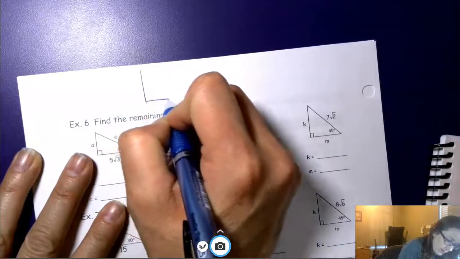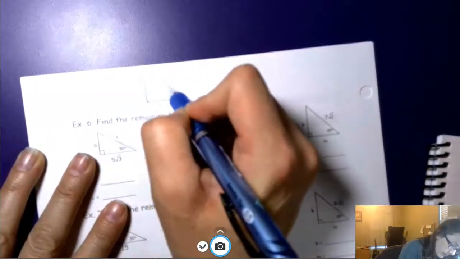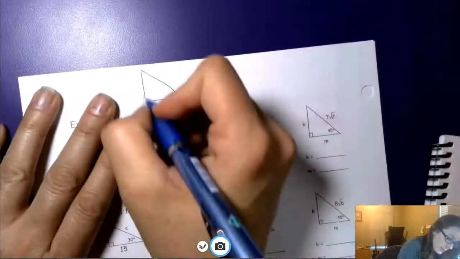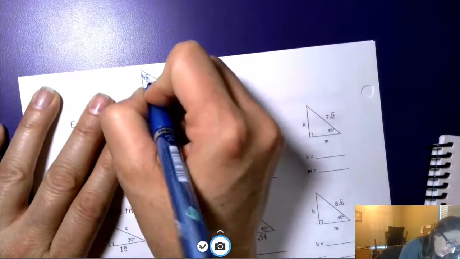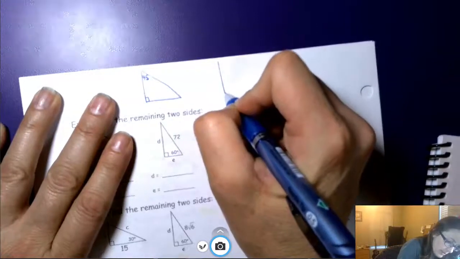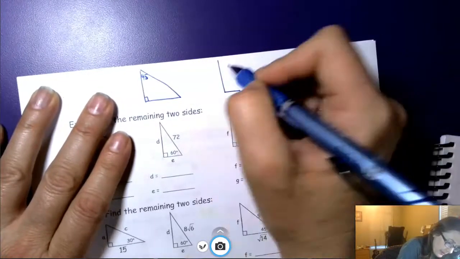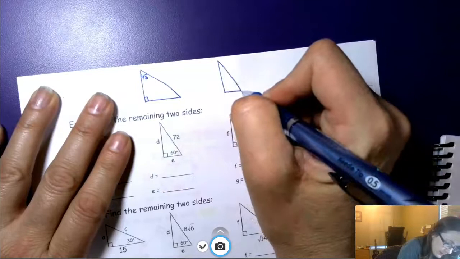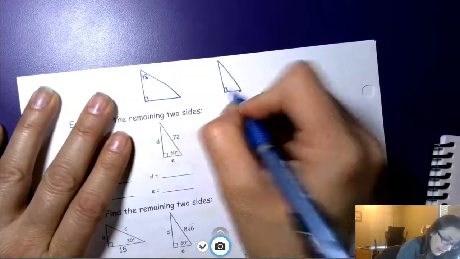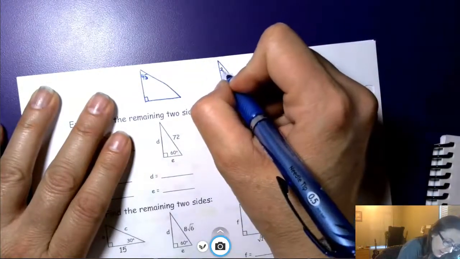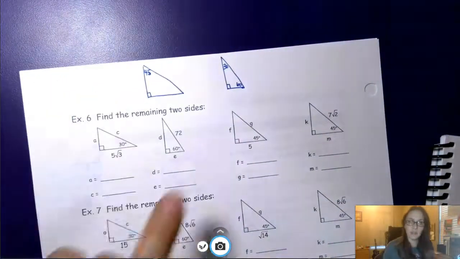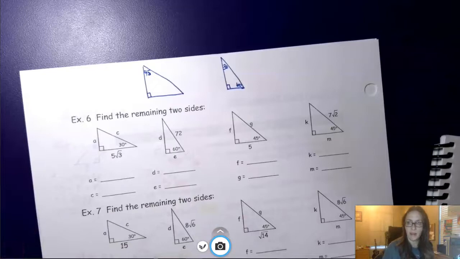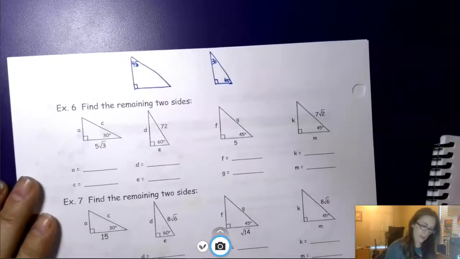I'm going to draw one that looks like a 45, 45, 90. And then a 30, 60, 90. I always draw my 30, 60, 90s like this. I know on the other page they didn't have it set up this way. I think the 30 was on the bottom. I like my 30, 60, 90 where my shortest leg is on the bottom. This is how I usually draw it. So go ahead, can you fill those in?